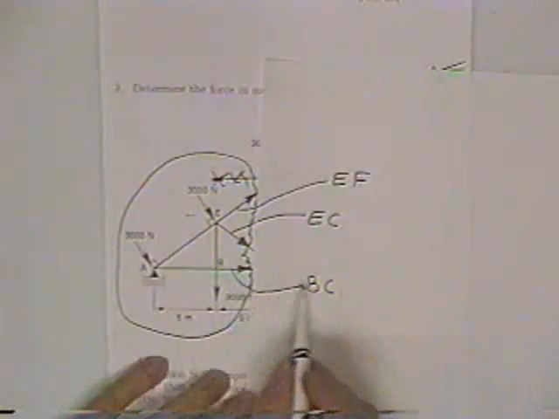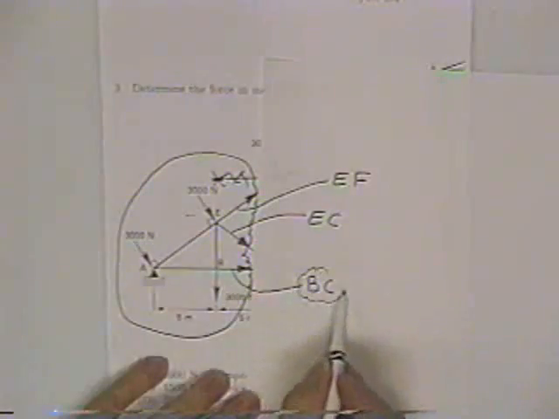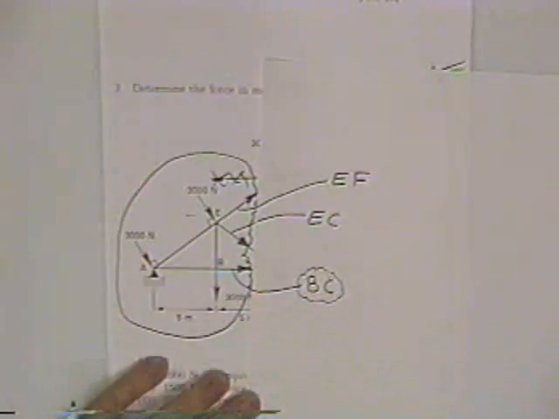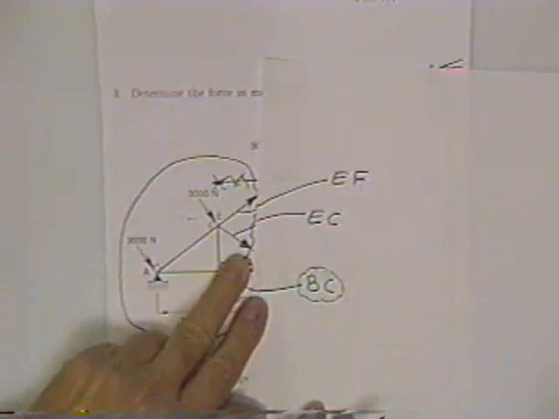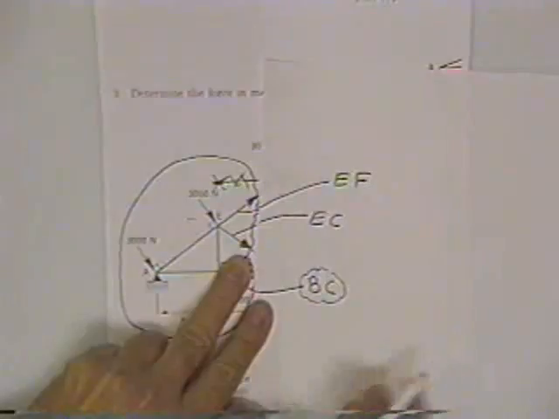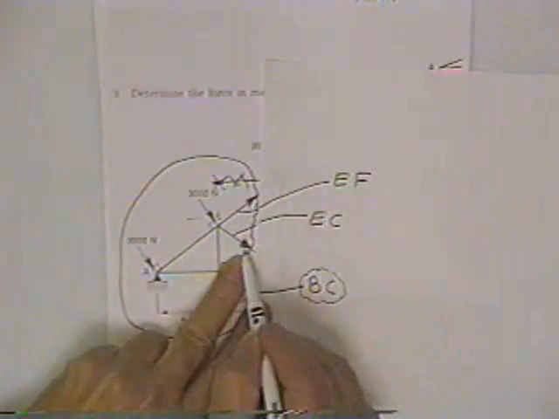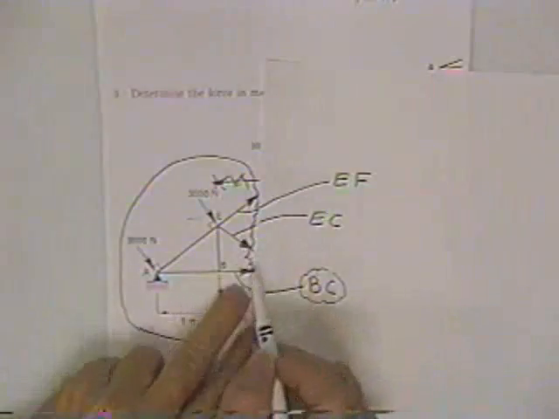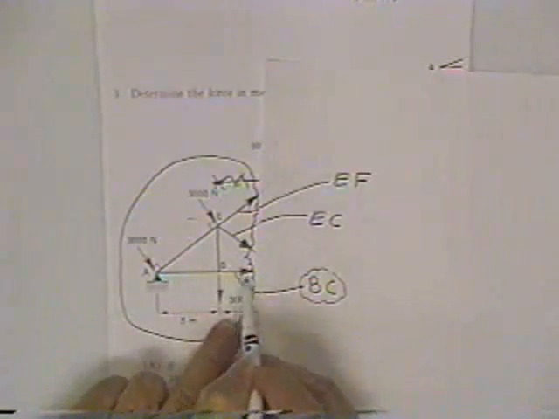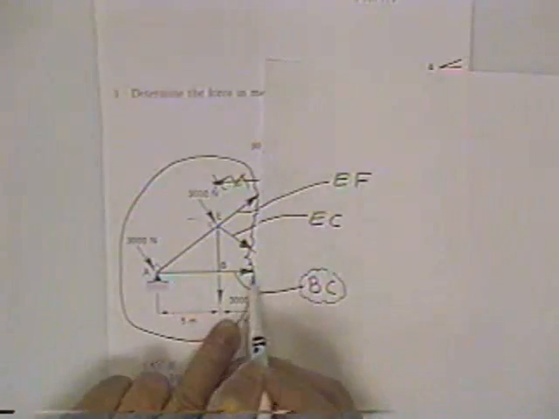But the easiest way is to ask, who are you looking for? You're looking for BC. So if you're looking for BC, cover it up so it doesn't show. Now then, who is left? Who do you really wish wasn't there? Well, I see EF and EC. Those two forces are causing me problems. If they weren't there, I would pretty easily be able to pick off this answer for BC.